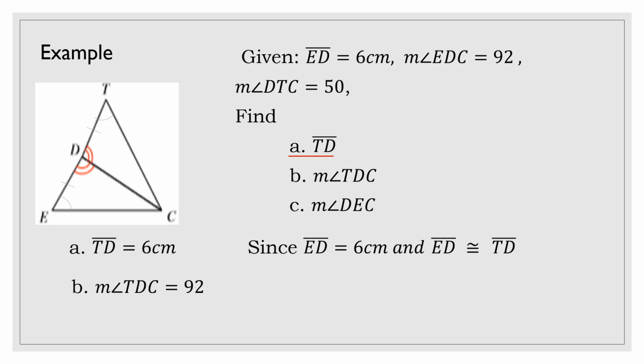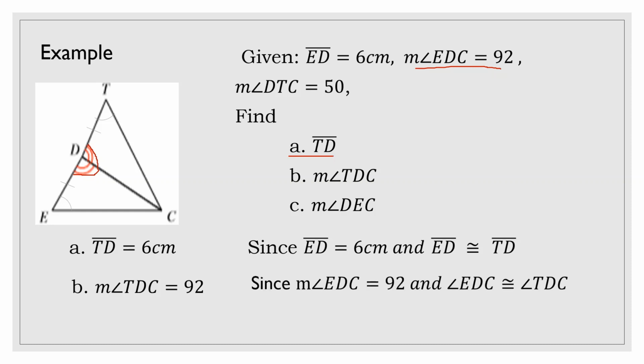And for letter B, angle TDC is 92 degrees. Why? Bakit siya naging 92? Kasi kung titingnan natin, in the figure, TDC, ito yun, TDC is congruent to angle EDC. And from the given, EDC is 92, so therefore TDC is also 92 degrees, since angle EDC is 92 and angle EDC is congruent to angle TDC.